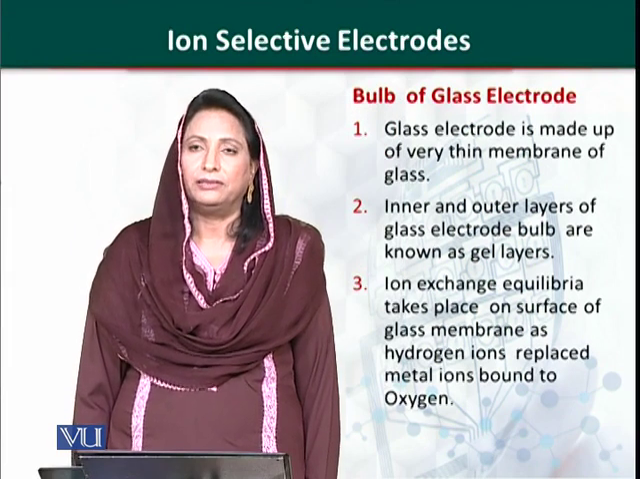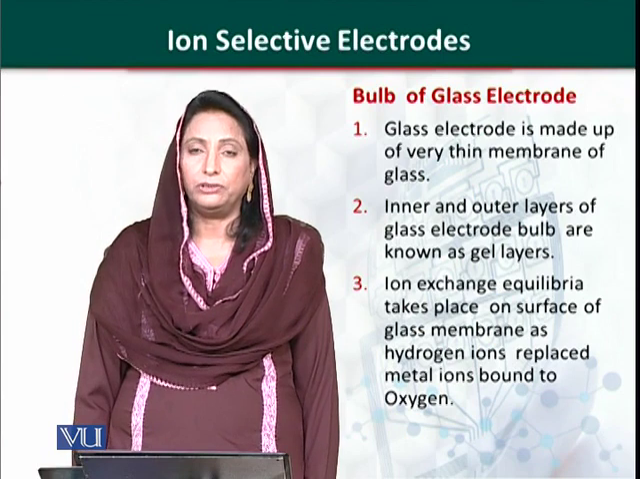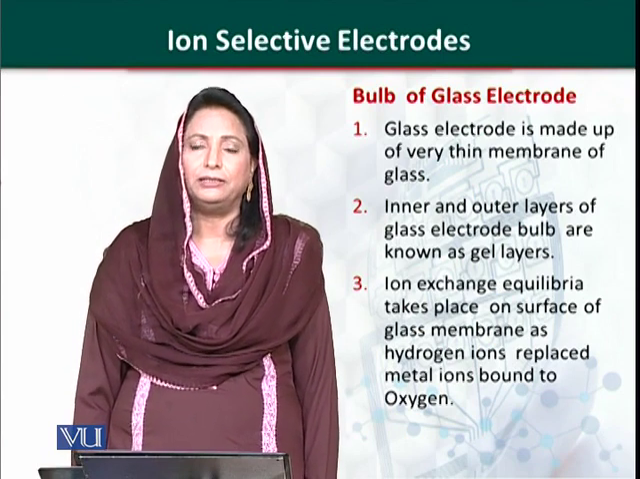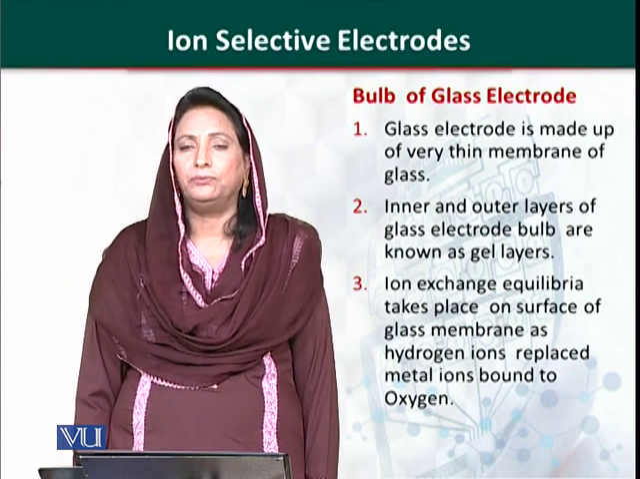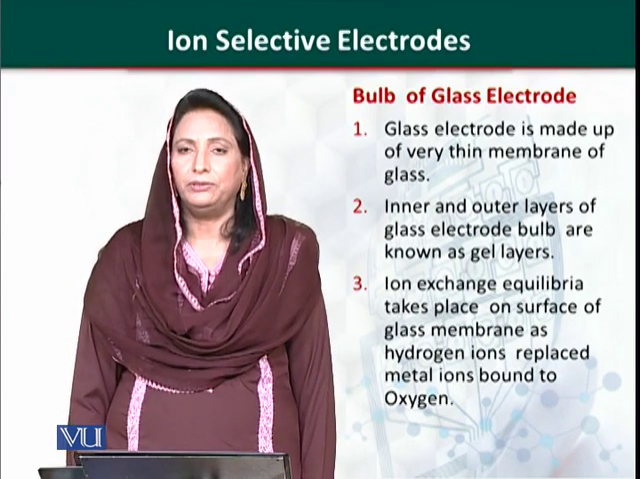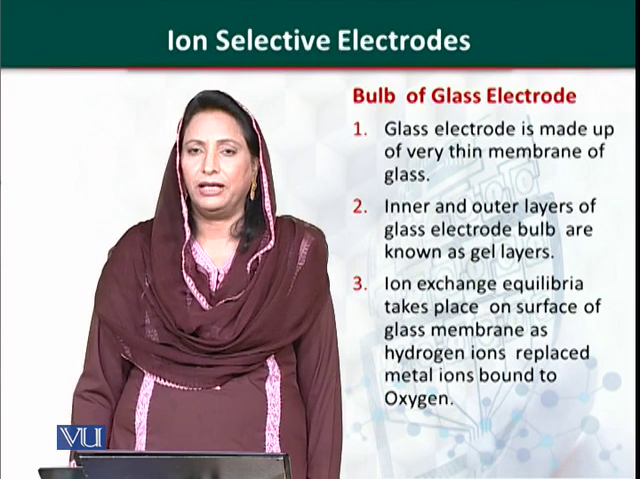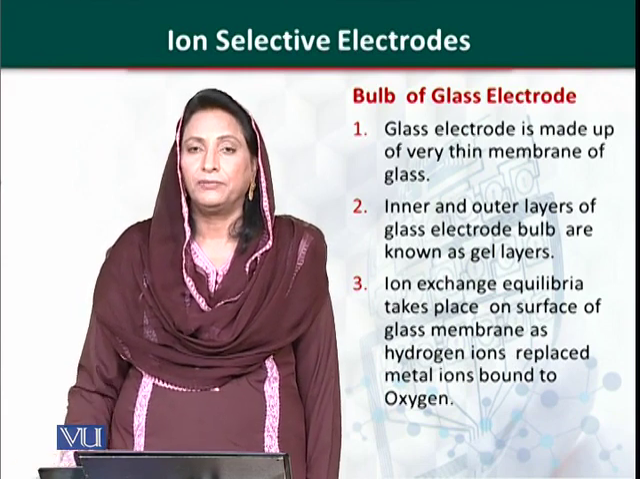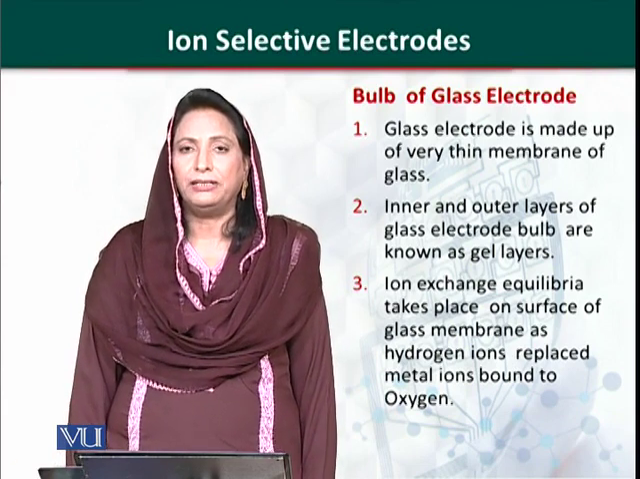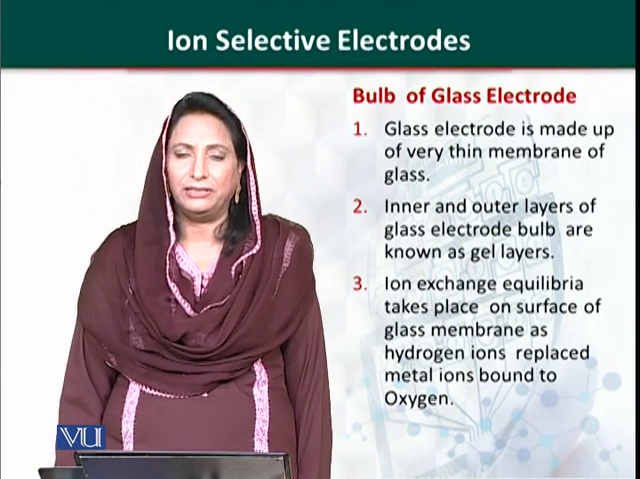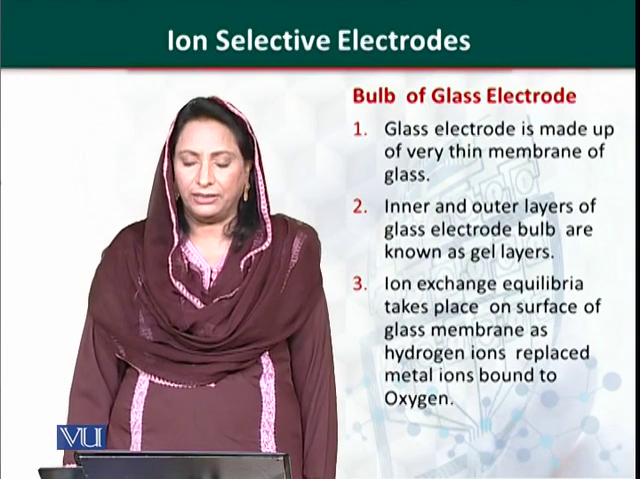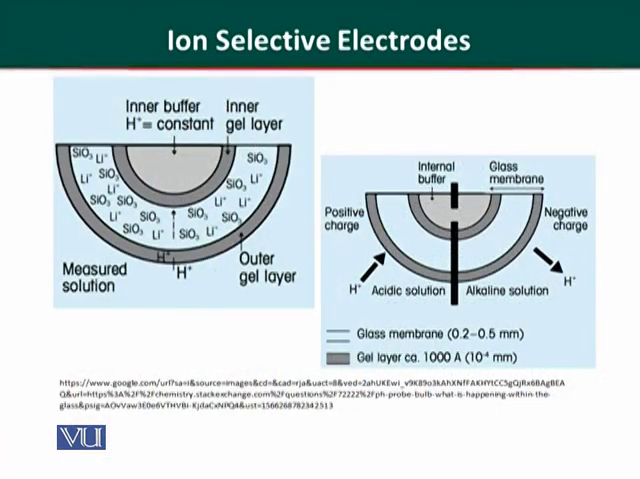The bulb of the glass electrode is made up of very fine glass membrane, and there are 3 parts of the glass membrane if we look at its transverse section as shown in the next slide. The outer membrane is known as the gel layer, and the inner membrane is also known as a gel layer. These gel layers are very fine and of very small size, about 1000 angstrom.